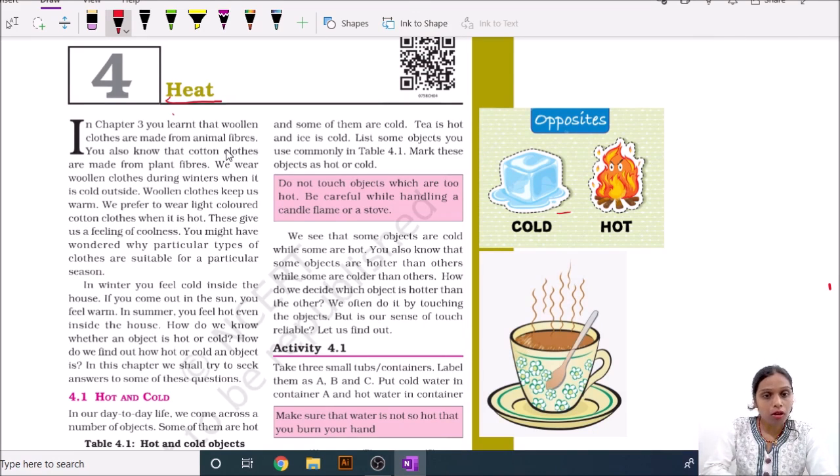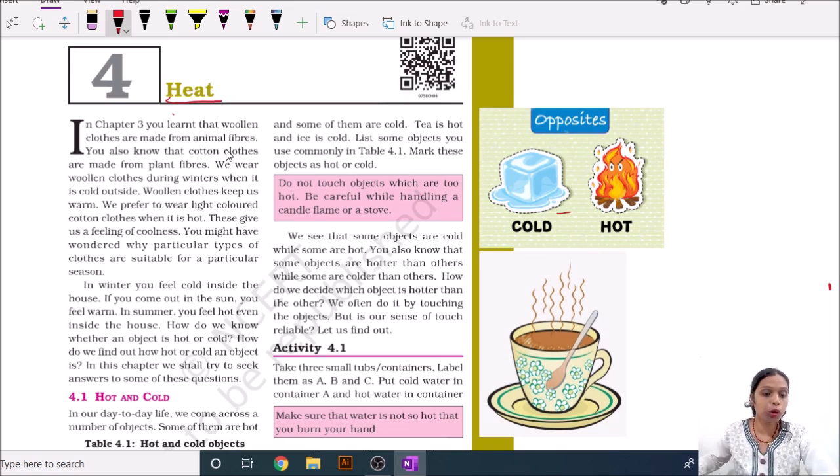And also we will study why we prefer black color clothes in winter season and light color clothes in summer season. Also we will learn why we prefer woolen clothes in winter season. Then all the topics related to this chapter we will study one by one. Okay.